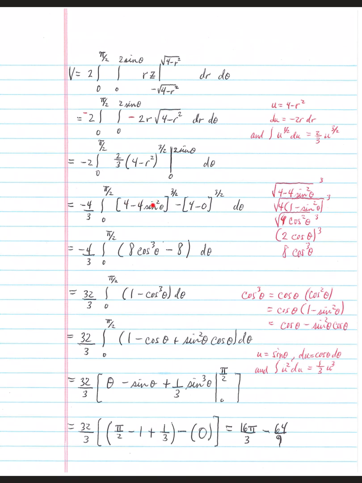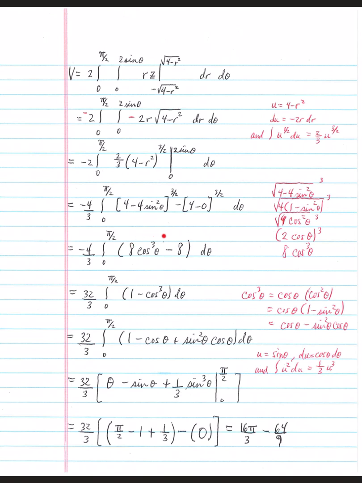To simplify this, to the 3/2 power, that's the square root of 4 minus 4 sine squared theta, cubed. Factor out a 4. Pythagorean identity lets you change to cosine squared. That square roots to 2 cosine theta. To the 3rd power is 8 cosine cubed theta. 4 minus 0 is 4. Square root of 4 is 2. Cubed is 8.